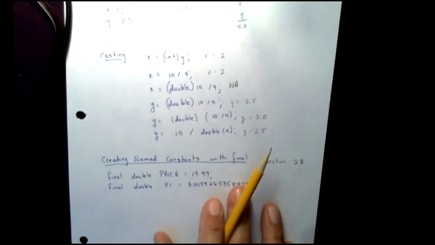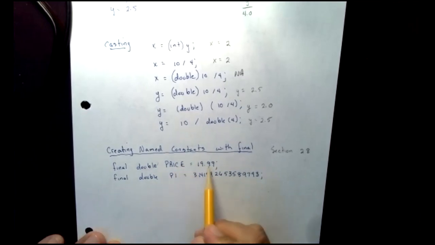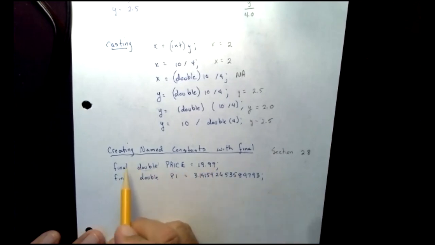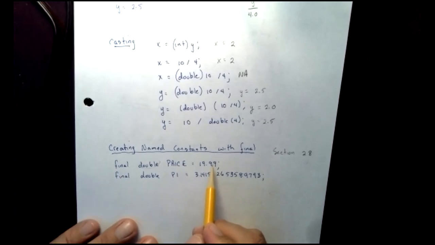Well, what happens if I come down to something like what you see here? I create a variable, it's a double, okay? And what I want to do is be able to give this variable price a value and never let it change. I want to lock this variable in.